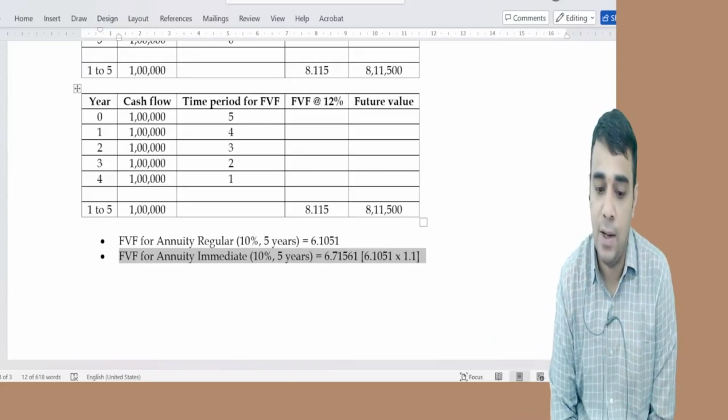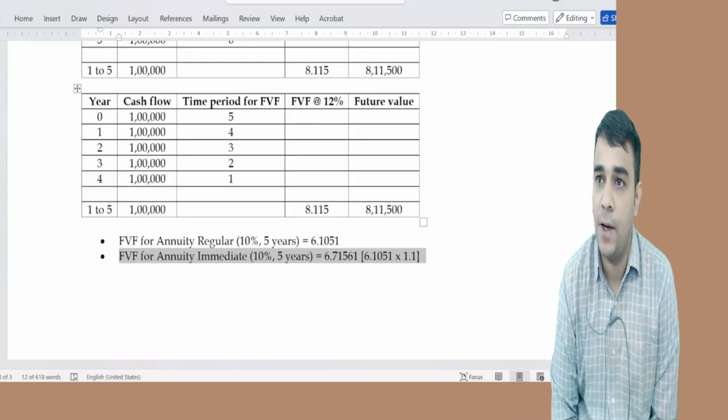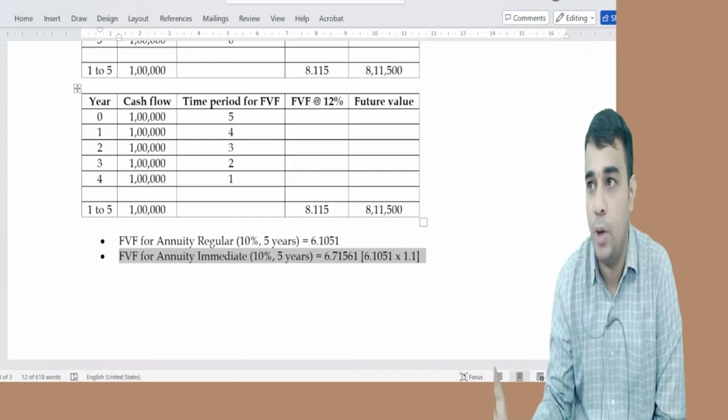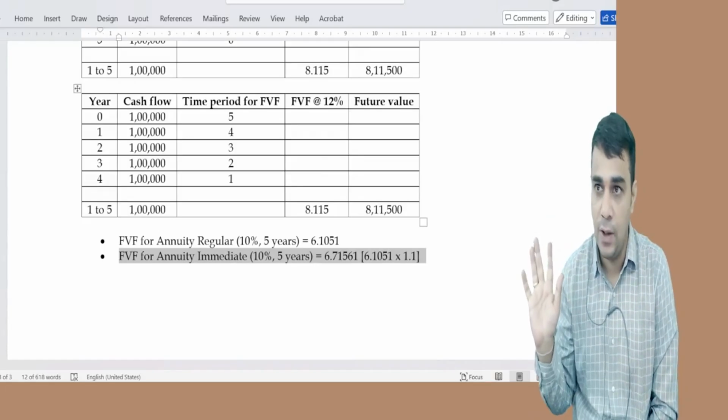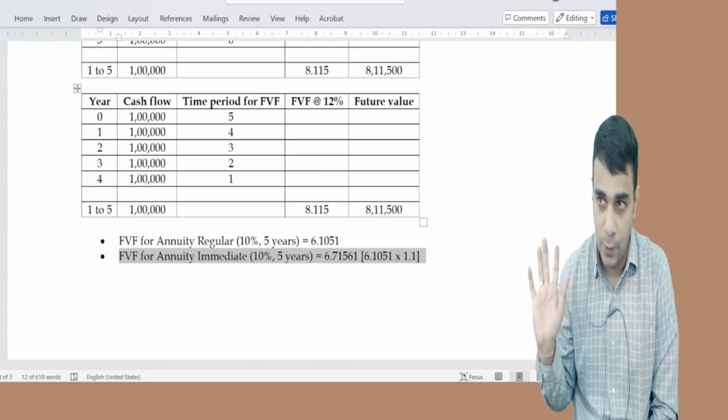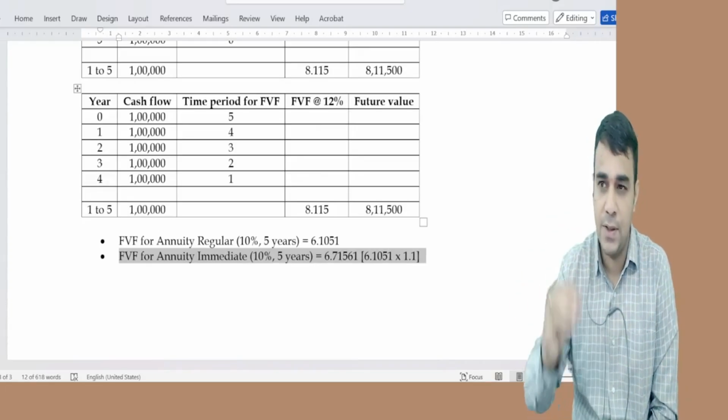6.71561. This will match 6.1051 into 1.1. Extra 1 year compounding on every number. Any doubts on this? This is on future value. Any doubts till this? We'll write all of this in a question in some time.